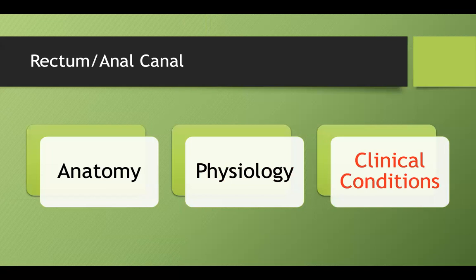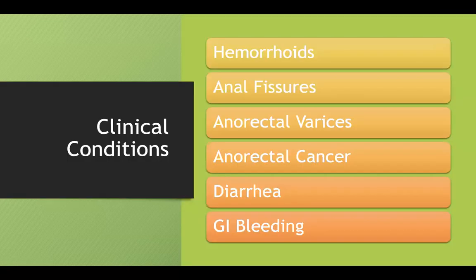So let's move on to clinical conditions. As a heads up, the rectum-specific clinical conditions are extremely easy to remember, so this shouldn't be a big waste of your brain space. So we'll go over these four here. What I wanted to also add in, I'm going to talk about diarrhea, namely acute diarrhea versus chronic diarrhea. And then I'm also going to have a brief section on GI bleeding.